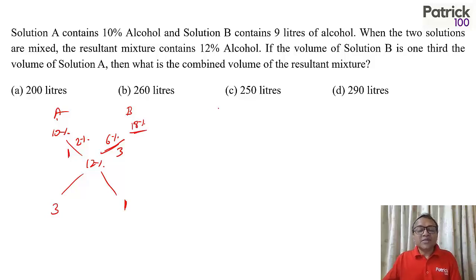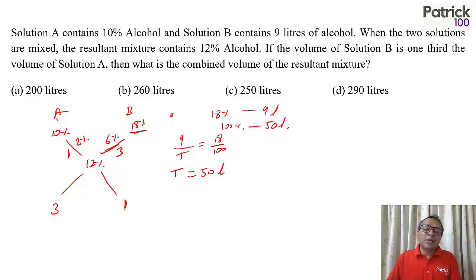So B is 18%. If you look at it, 9 liters is 18%. Concentration of B is 18%. Or you can say 9 upon the total liquid is equal to 18%, right? So from that you get the total liquid as 50 liters. If 18% is 9 liters, then 100% will become 50 liters. So we get 50 liters as the mixture of the solution B.